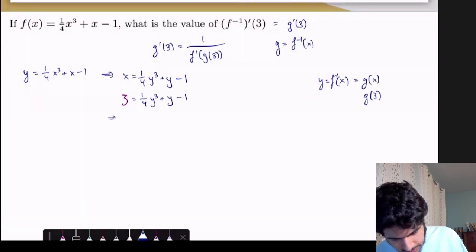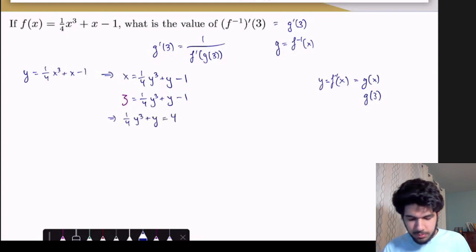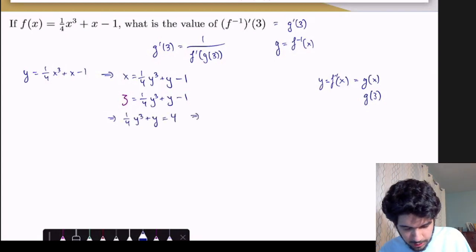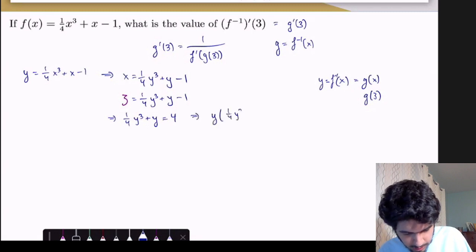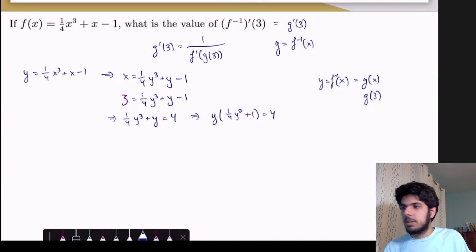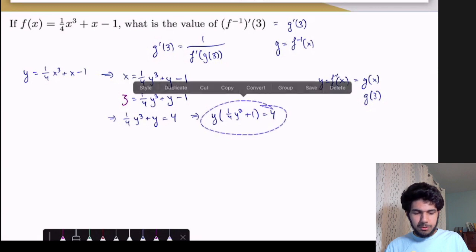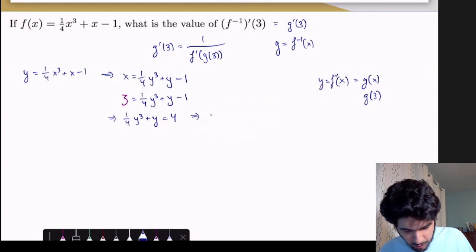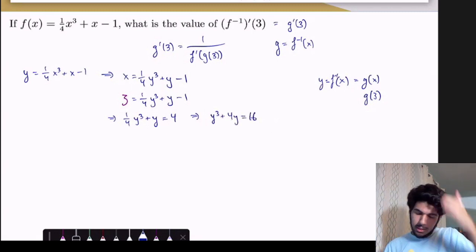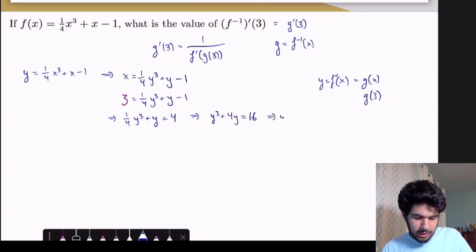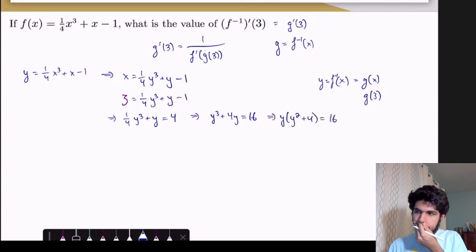Okay, so now let's try solving for y. This tells us that 1/4 y cubed plus y equals 4. We can factor out a y. Actually, before we do that, let's multiply through by 4. So we get y cubed plus 4y equals 16. And further, now we can factor out the y: y times (y squared plus 4) equals 16.